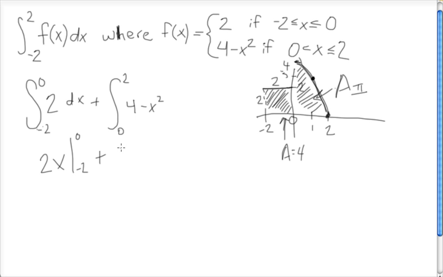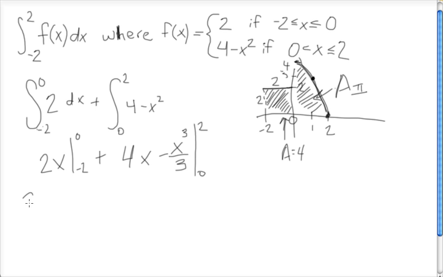The antiderivative of 4 is 4x. The antiderivative of x squared is x cubed over 3. Don't forget that all you do is add 1 to the exponent and divide by your new exponent. So 2 plus 1 is 3. Divide by that 3. That's how we get that. And we're integrating that between 0 and 2.